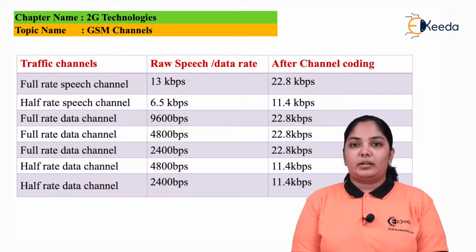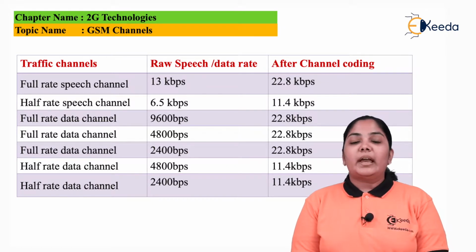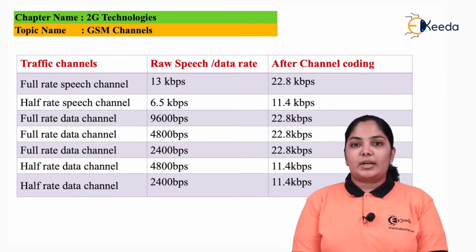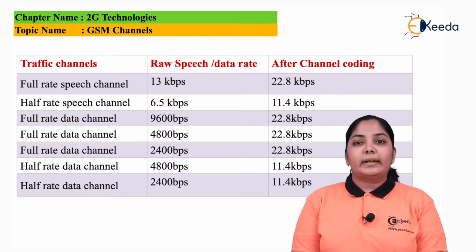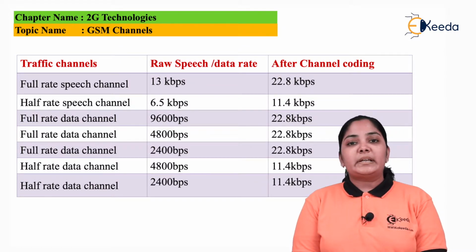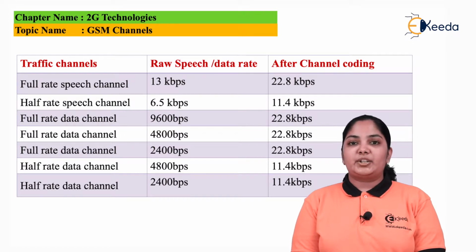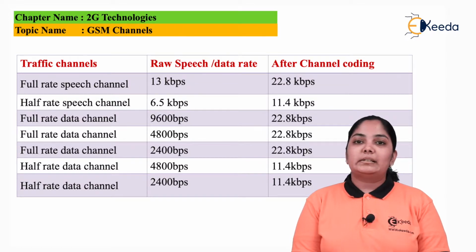In this way, we have various traffic channels, which are nothing but the speech and the data channels, which get converted into varying data rates of full rate data channels and half rate data channels, or full rate speech channels and half rate speech channels, and then are transmitted using the communication medium. Hence, the speech channels and data channels are transmitted for wireless communication.